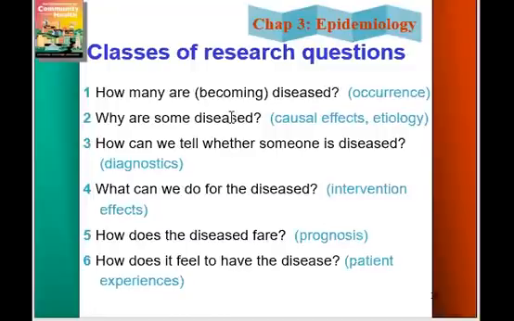Mga katabi po nila na questions, these are general examples of each class of research question. General examples lang po yan sila. Like for example, for occurrence, a general example is how many are becoming diseased? For causal effects or etiology, why are some diseased? For diagnostics, how can we tell whether someone is diseased? Intervention effects, what can we do for the diseased? Then for prognosis, how does the diseased fare? And then for patient experiences, how does it feel to have the disease?